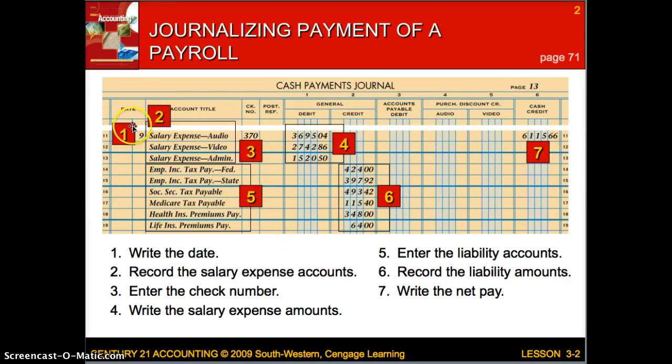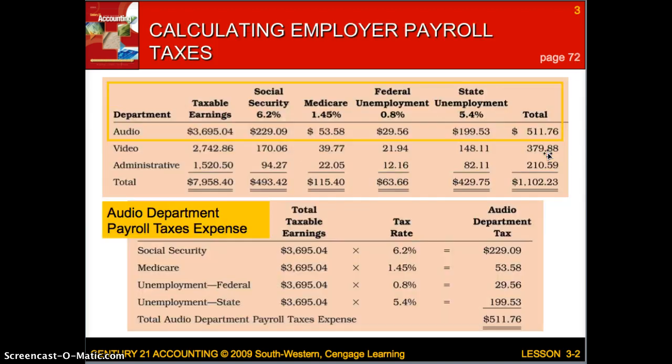So write the date, and record the salary expense accounts, so we have them for audio, video, and administration. Check number was 370. Write our salary expense amounts. Then we're going to enter our liability accounts, record their amounts, and then write our net pay.